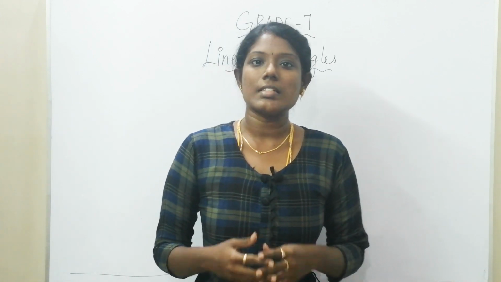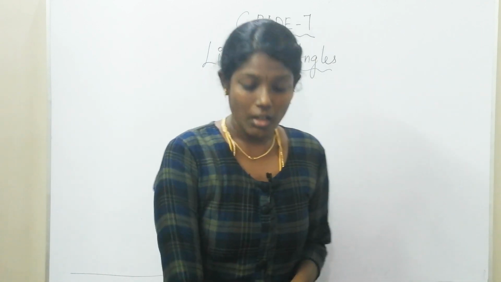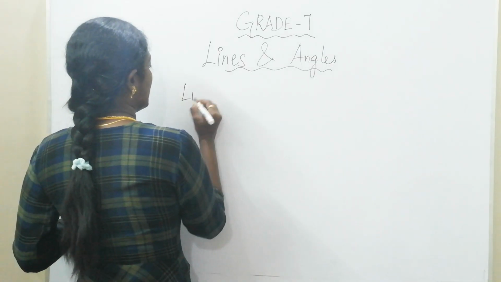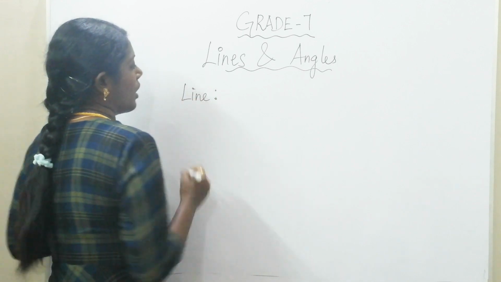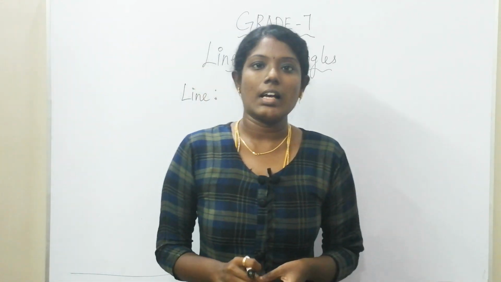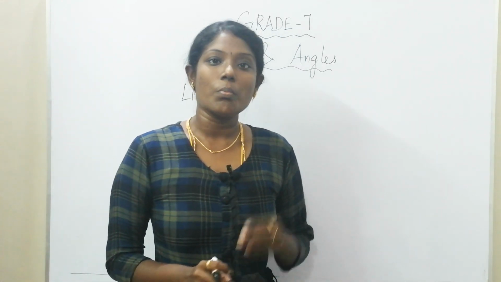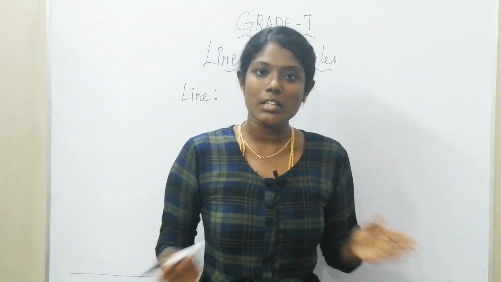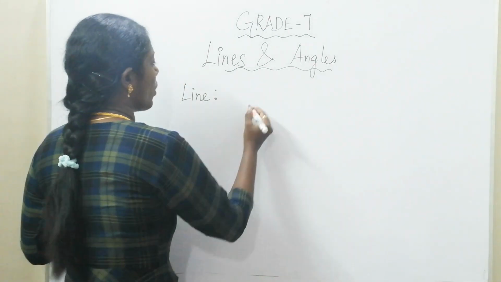So let us first start with what is a line. We all know from childhood what a line is. A line is a straight path that extends on both sides. It doesn't have a starting point, it doesn't have an ending point, it can extend on both sides, and that is what we call a line.